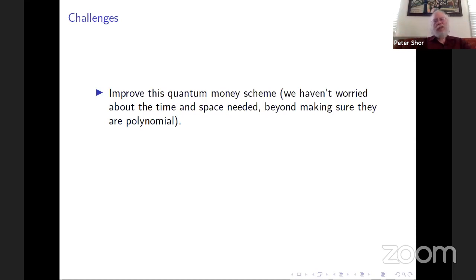Well, one thing you can do is, I haven't done anything about optimizing the time and space required for this quantum money scheme beyond making sure all the values are polynomial, and you could try to improve it. I actually think you can do a variation of Marriott-Watrous and get the size of the quantum money states smaller, although it will take more time to verify them, maybe. But I haven't worked that out. I don't even know if it works.